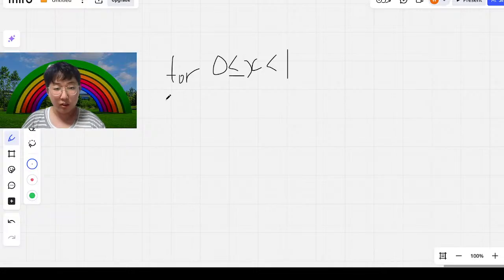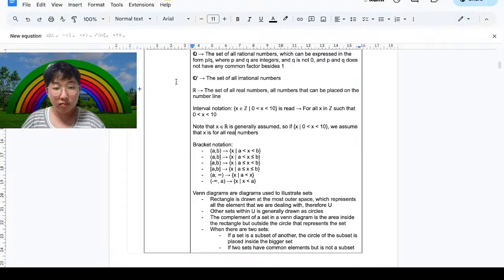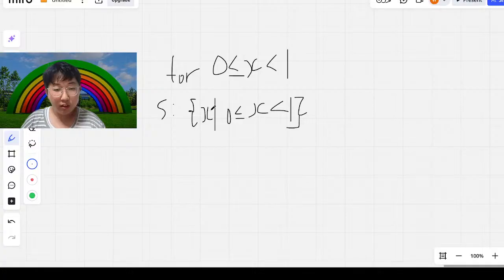So you might be able to define a set, for example, S, where x is the element that we're looking at, right? And then this bar means such that x is greater than or equal to 0 and smaller than 1, for example. All right, so this would be what we have.